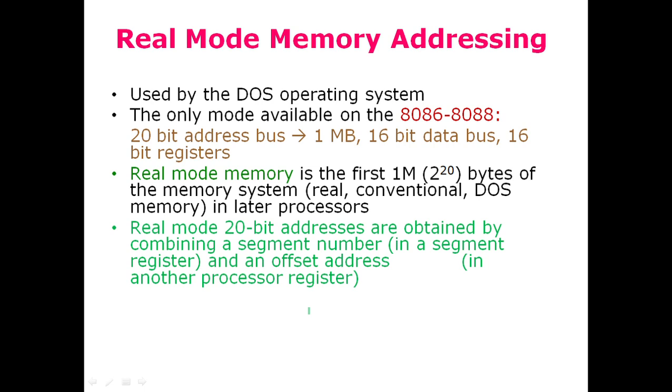In real mode memory addressing, the 20-bit address is calculated by combining a segment number taken from a segment register. The 16-bit segment number is taken from a 16-bit segment register, and this value is added with an offset address taken from any other processor register. This way the 20-bit address is calculated, and that 20-bit address is the effective address inside the memory location.